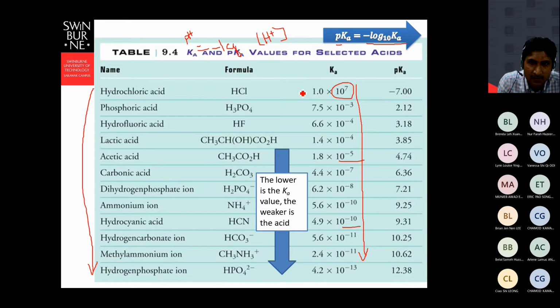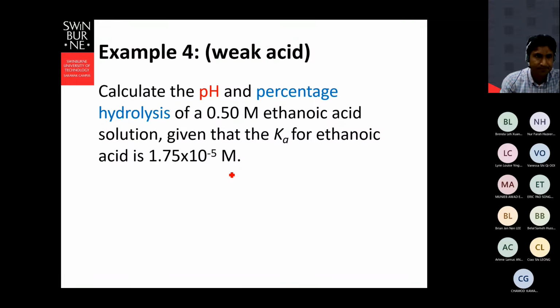The higher the pKa value, the weaker the acid is. The lower the pKa value, the stronger the acid is. So it's just another way of expressing it. There is some usefulness to it, but we are not discussing that here. It's usually very important for buffers.